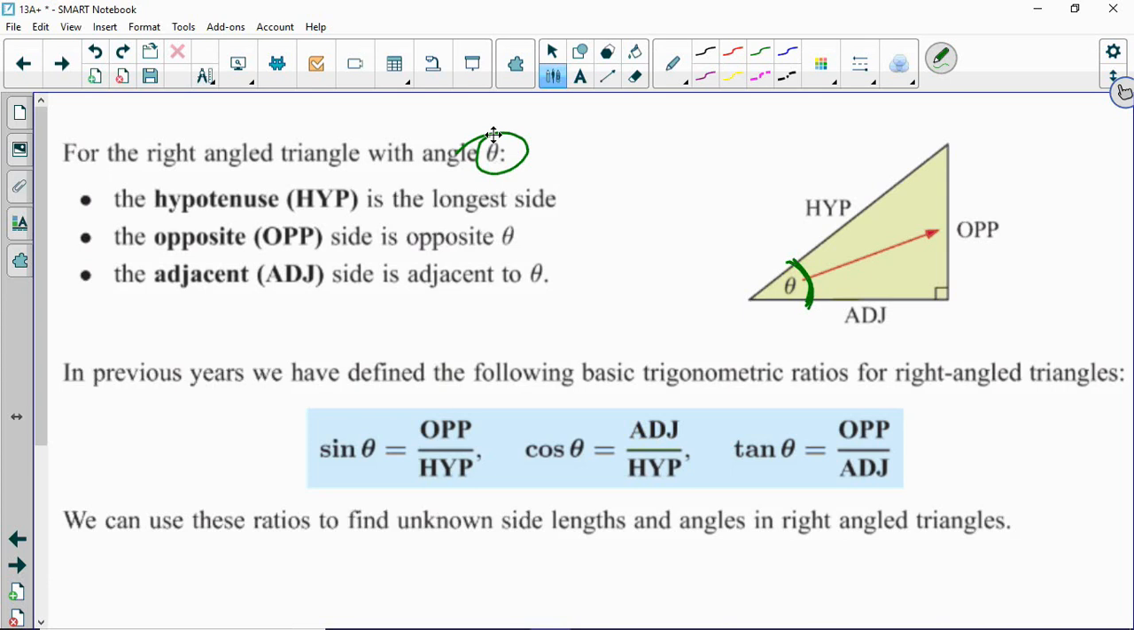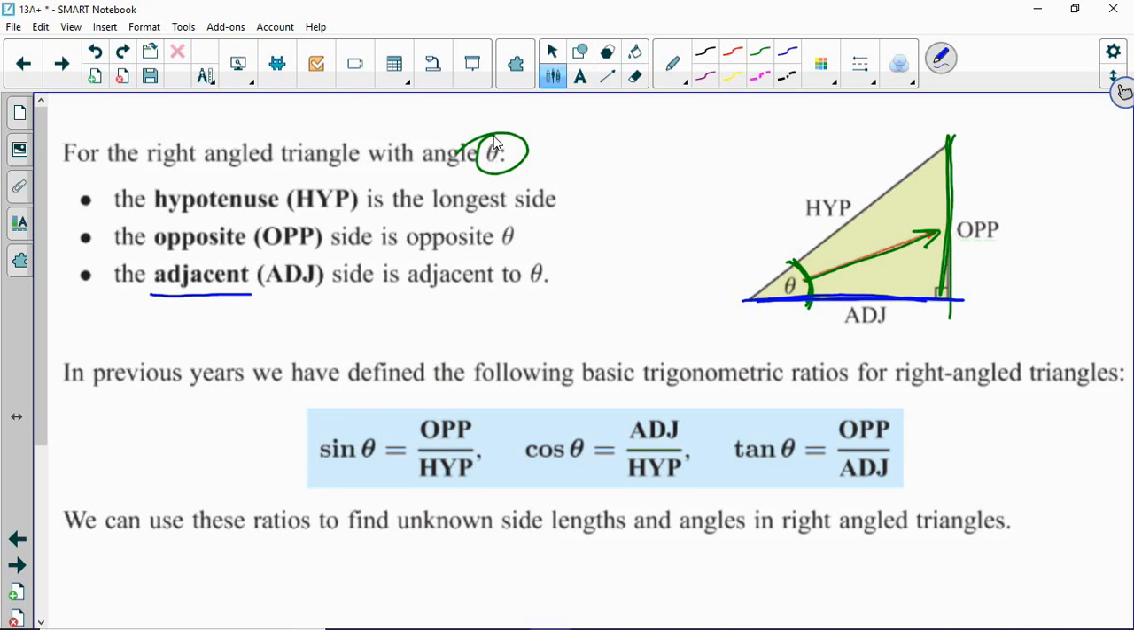Then the two legs, we can differentiate between them. One leg is the opposite side of the triangle from that angle. You could see here in the picture, we're drawing an arrow from that angle all the way to the other side. So this side is opposite of our angle theta, and the other side is adjacent to it. And the word adjacent just means next to, and that side literally is next to that angle.